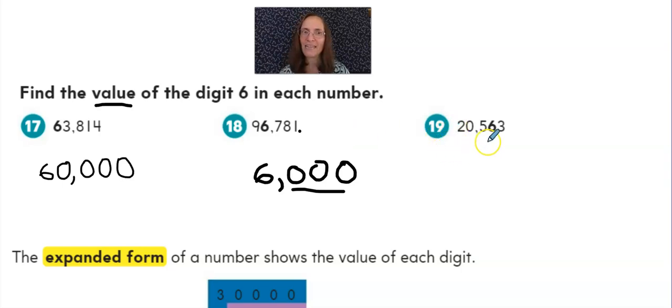How about number 19? This time the 6 is in the, well, if this is the single ones place, that's the tens place. So 6 times 10 is 60.